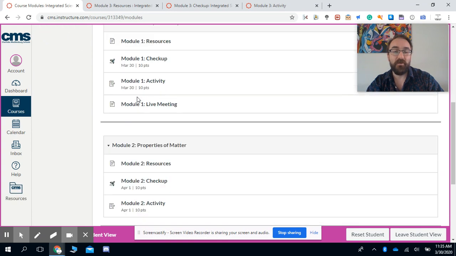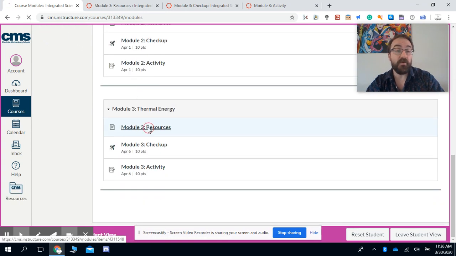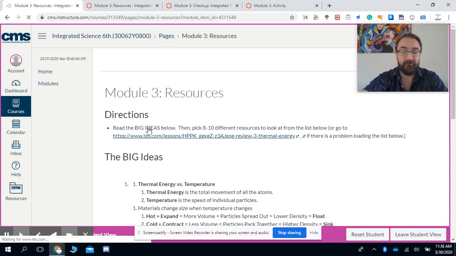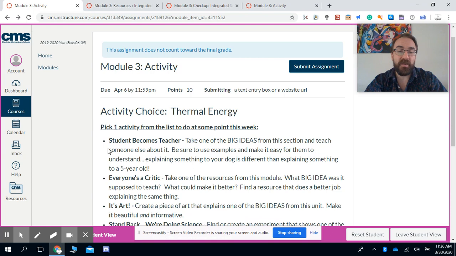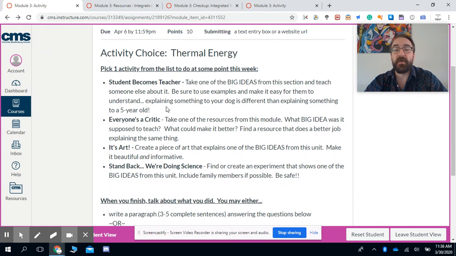Oh, Canvas is a little slow. So if you don't remember what the big ideas are, go back to your resources page. Big ideas. Boom. All right. So you pick a big idea and you teach someone else about it.